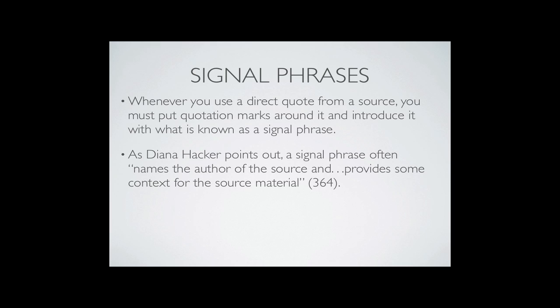So the basic rule is that whenever you use a direct quote from a source, you must put quotation marks around it and introduce it with what is known as a signal phrase. As Diana Hacker points out, a signal phrase often names the author of the source and provides some context for the source material. So the main point here is that you don't just plop a quote into your essay, into your writing. What you need to do is introduce it to signal to the reader that you're about to use a quote.